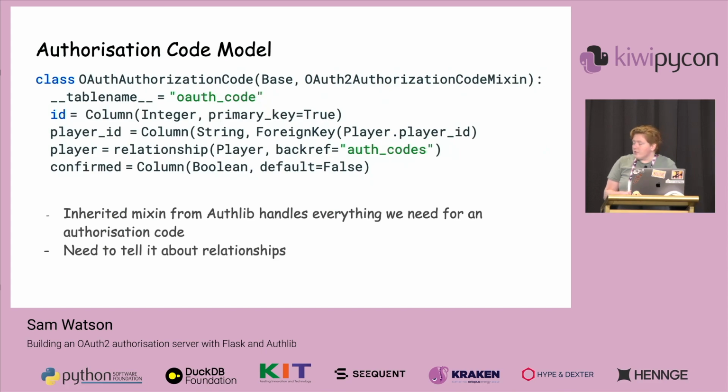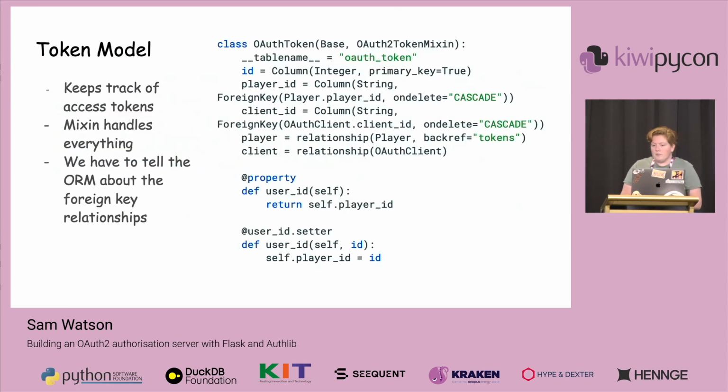The model for an authorization code is pretty simple, thanks to the mixin we can inherit. We just need to tell it about the player ID and the relationship to the player model. There's also a model that keeps track of access tokens called token, and there's another mixin from Authlib we can inherit for this one that handles all the functionality the model needs. Once again, we just need to tell it about the foreign key relationships to player and client, as the mixin doesn't handle that. Since we're using player as a class name instead of user, the user ID field becomes player ID, and it means we just have to have getter and setter properties for user ID so Authlib doesn't freak out later.